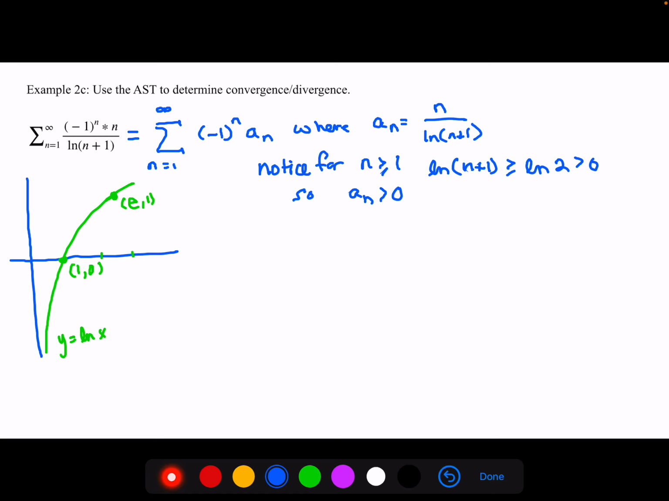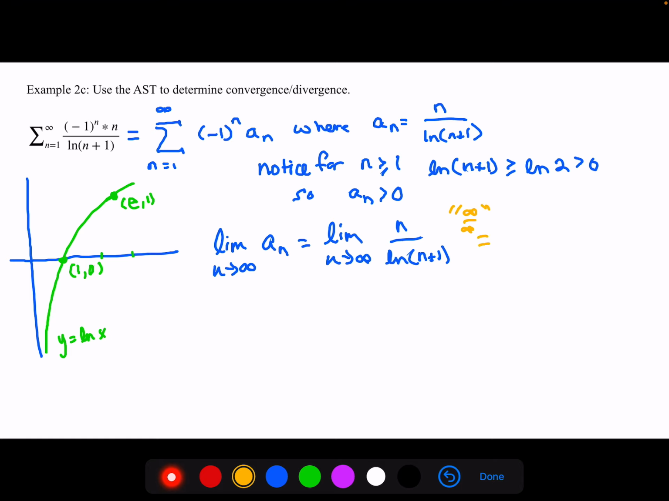We want to begin to look at convergence and divergence by evaluating the limit as n goes to infinity of a sub n. That is, we have the limit as n goes to infinity of n divided by the natural log of n plus 1. Now, as n goes to infinity, our numerator clearly goes to infinity. Likewise, our denominator, the natural log of n plus 1, will also tend to infinity. So we have an infinity over infinity indeterminate type.